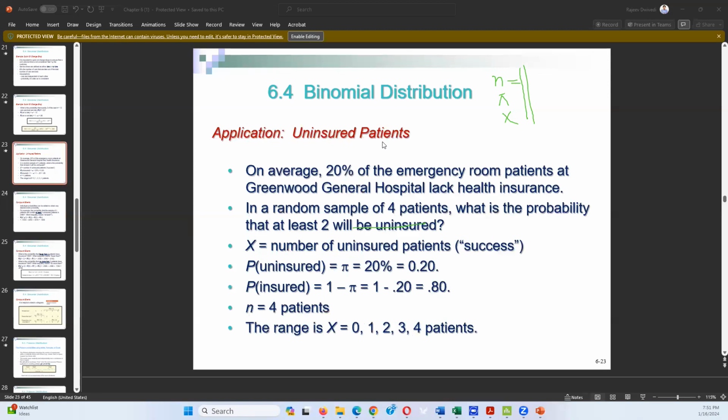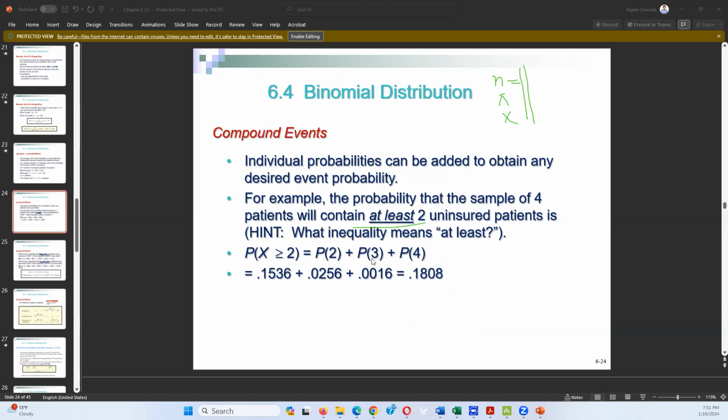Now, at least 2 means it is asking 2, 3, and 4. You asked me why we are using cumulative. Again, very simple. You have to do a 3-step process: you do for 2, you do for 3, you do for 4, and you sum all of them. That is a 4 or 5 step process, or you can do it in 1 step. So uninsured is 20%, n is 4, x equals these numbers. You can do for 2, for 3, for 4, sum all of them and you get the answer.